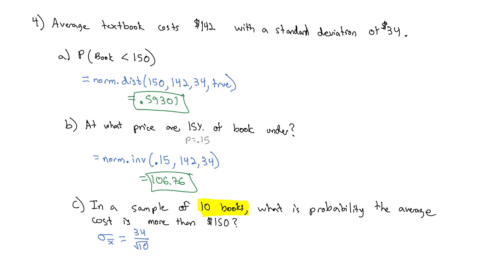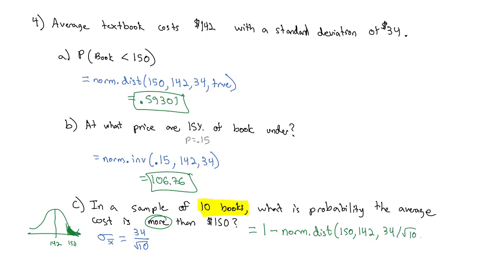Another thing that I notice is we want to be more than $150. So if I think about my picture, here's 142, there's 150. We want to be more than. We are in the right tail now. So to switch the tail in Excel, I need to say 1 minus norm.dist. That flips the tail, so it gives me the right tail now. And I put in the number I care about, 150, comma, the mean, which is still 142, comma, the standard deviation, which is now 34 divided by the square root of 10, comma, we always have to type in true.